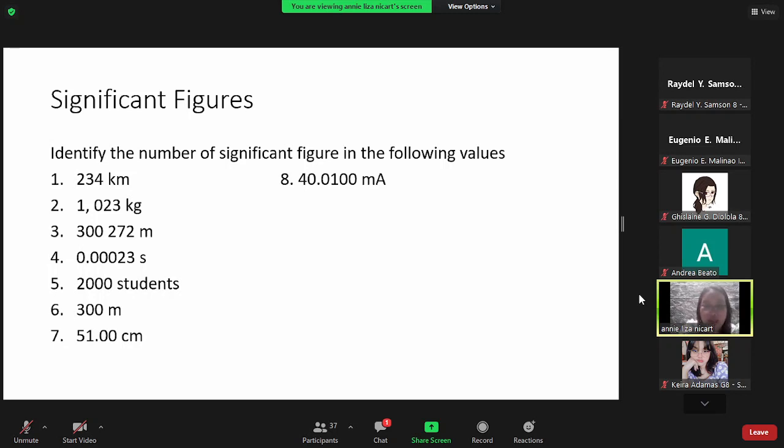There are also others that use a line bar on top. So we draw a bar on top. It's also an indication that the zeros are significant. Okay? So why do we need to know the significant figures? Because when you are writing the final answer in problem solving, you need to apply the proper writing as to how many significant figures your final answer should have.